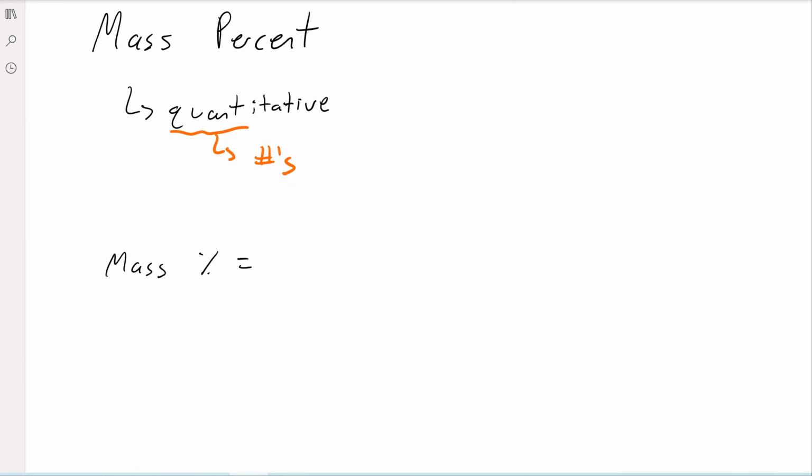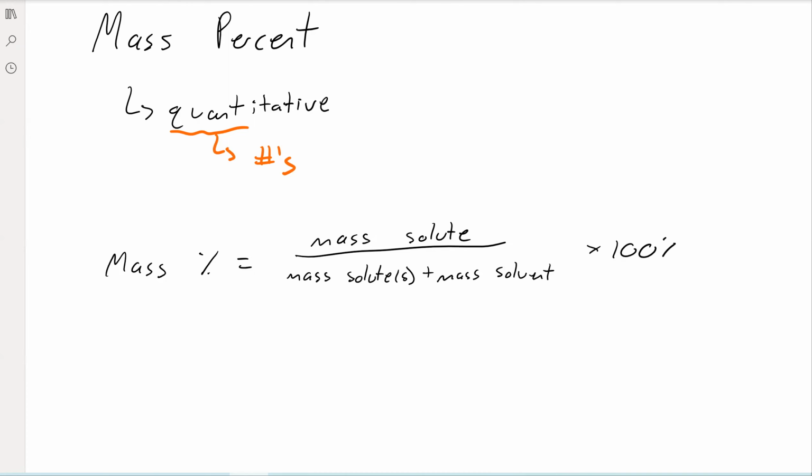Mass percent is equal to the mass of the solute over top of the total mass, right? So the total mass would be the mass of the solute, or maybe even more than one solute, plus the mass of the solvent. And since it's a percentage, we take it times 100%.